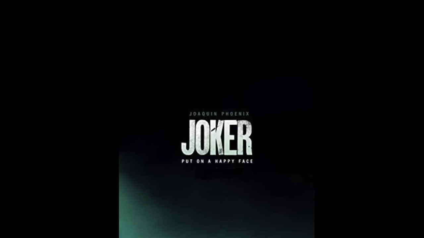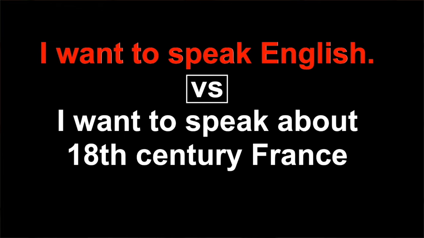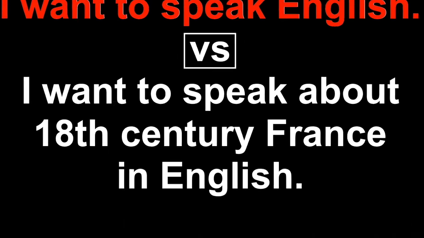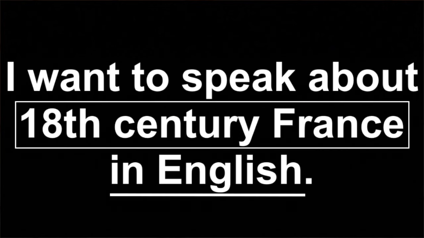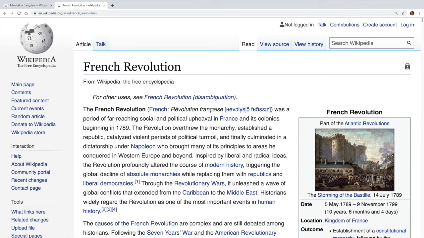So, what is the difference between I want to speak English and I want to speak about, say, France in the 18th century in English? The big difference is that the second sentence clearly shows what you need to do if you want to be able to talk about 18th century France in English. You need to learn about 18th century France. You need to acquire that piece of knowledge, and you need to acquire it in English, not in your native language.